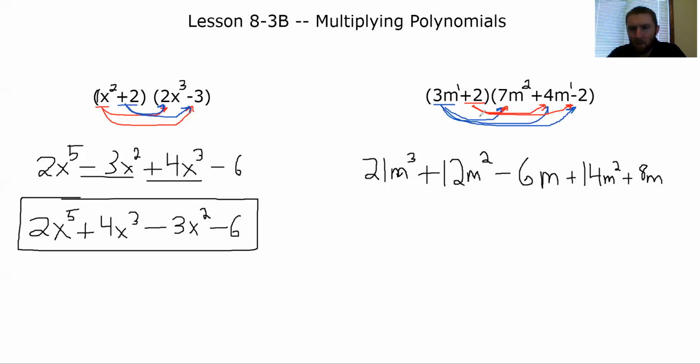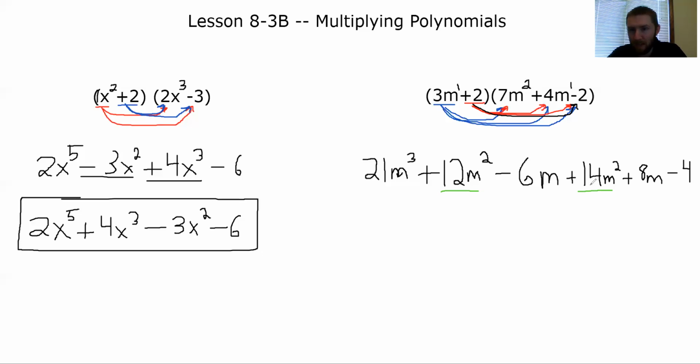And then positive 2 times the negative 2 at the very end is going to give me a negative 4. Okay, so again, I have these 6 pieces that come from this double distributive property that I just did here. So what I'm going to do is try to identify some pieces that I can put together. And the first thing that I notice is this 12m squared can be combined with this 14m squared.